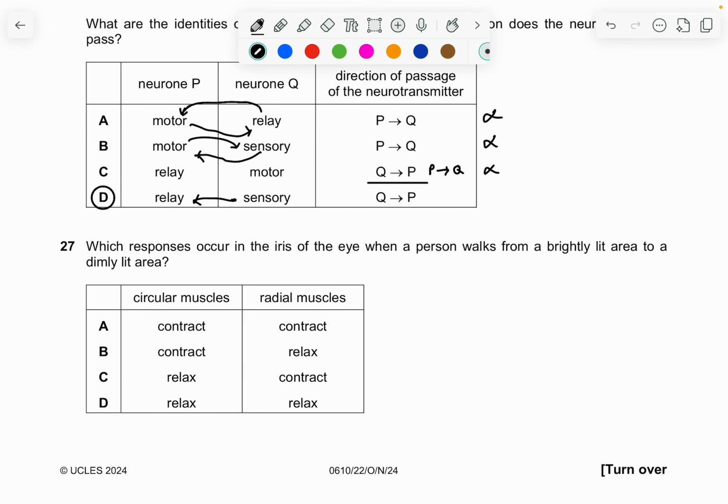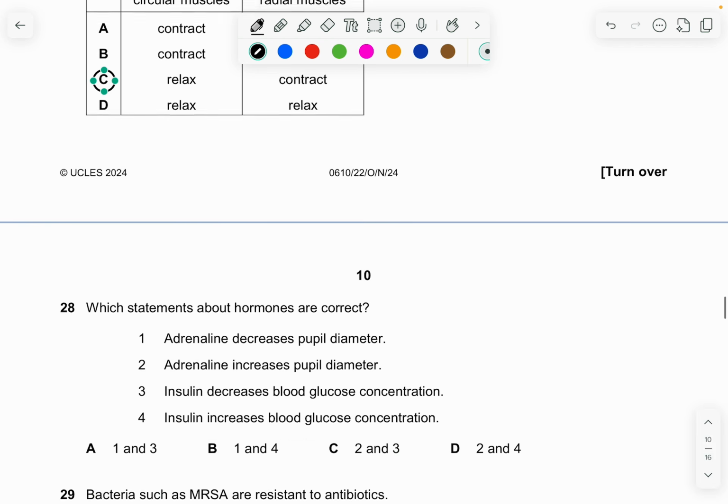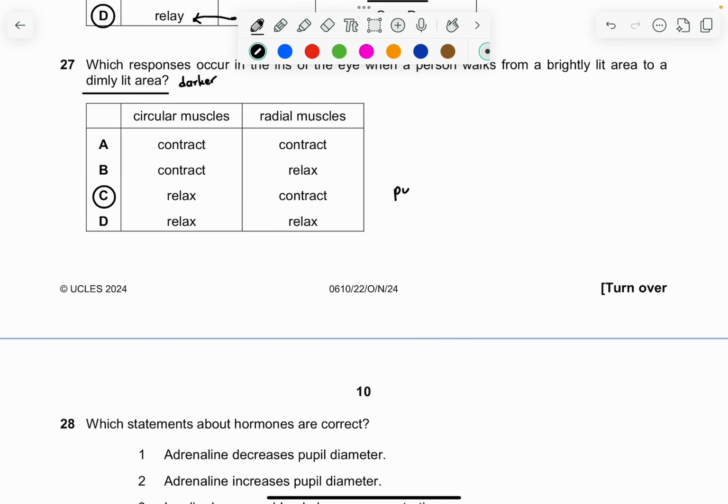Question 27. Which response occurs in the iris of the eye when a person walks from a brightly lit area to a dimly lit area? Means it's a much darker area, right? Alright, so what happens here? Your circular muscles will relax and your radial muscles will contract. As a result, your pupils get bigger so that they can absorb more light. So it's all about the pupil increasing in size.